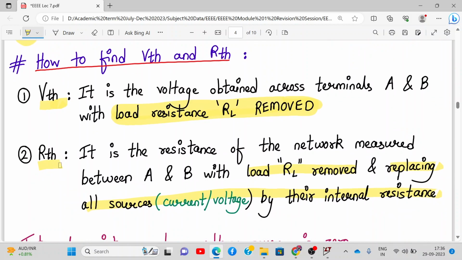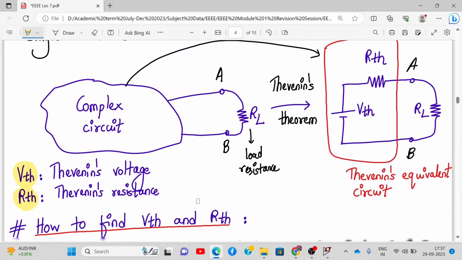Then we will calculate Rth. It is the resistance of the network measured between A and B with load RL removed and replacing all the sources by their internal resistance. All the sources means independent voltage sources or current sources. So we remove RL and replace all the independent sources with their equivalent resistance.